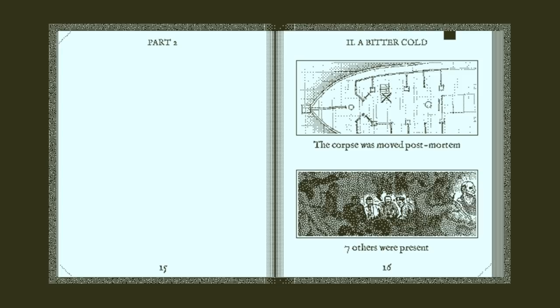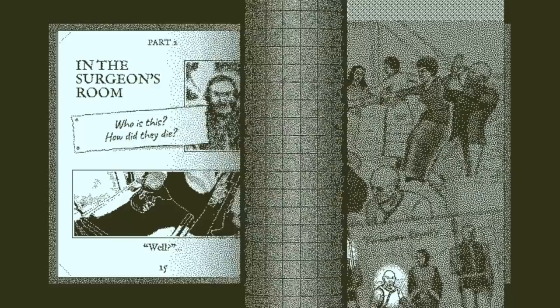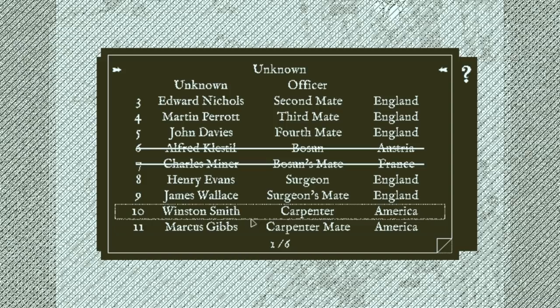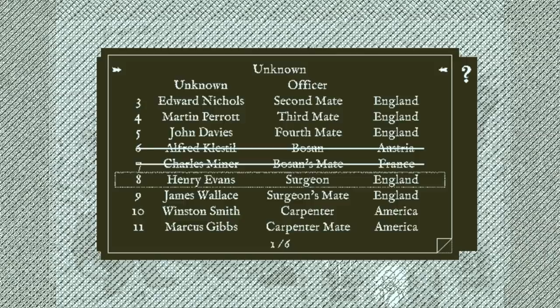Corpse was moved post-mortem. Who is this? How did they die? So we are trying to identify the guy that's laying there? This dude is the doctor. Surgeon's first mate. Interesting. Henry Evans. That's the surgeon. I'm trying to figure out who the other guy would be. Do you think this dude that has a stethoscope? I don't know. Surgeon's first mate would probably be near him. I don't think he was in the picture yet. Agreed.